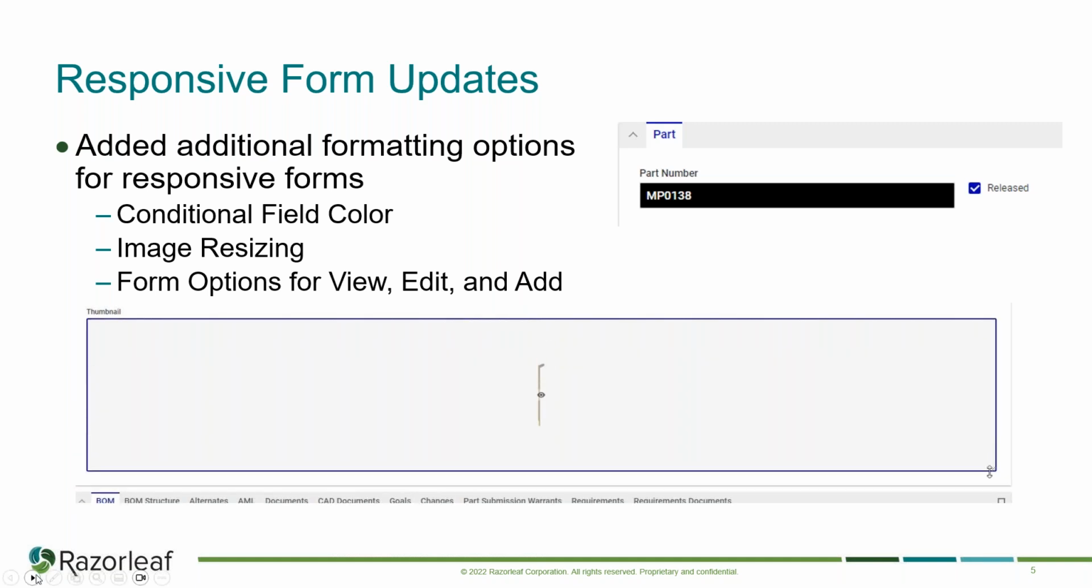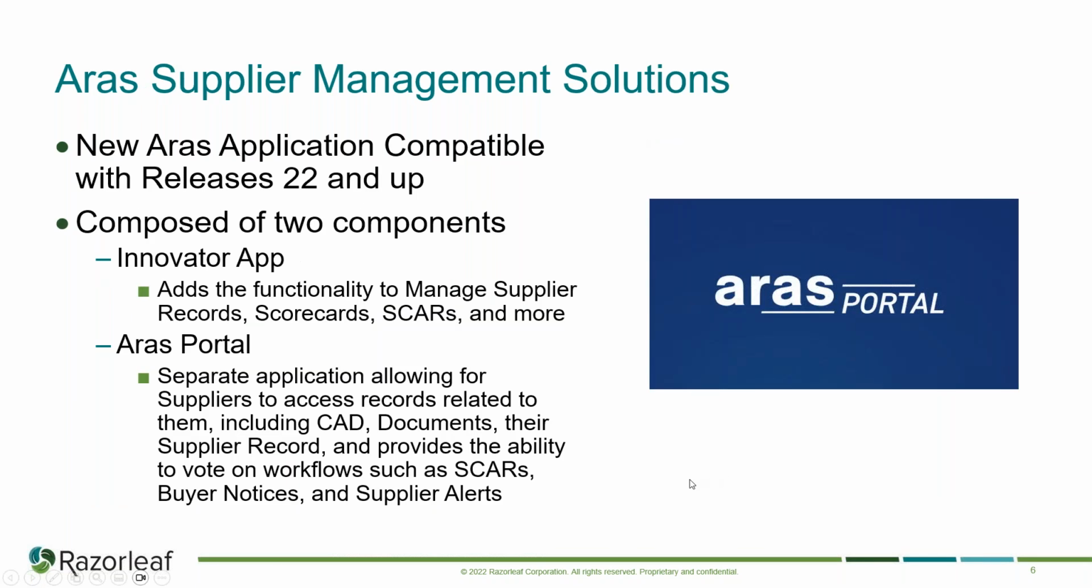So following up on that, we'll be taking a quick turn over to Aras Supplier Management Solutions. Once again, this is a brand new Aras application that's going to be compatible with releases 22 and up. Even though it's brand new, they provided some backwards compatibility to some of our older releases. There is a certified version for release 22, one for 27, and then obviously one for release 32.